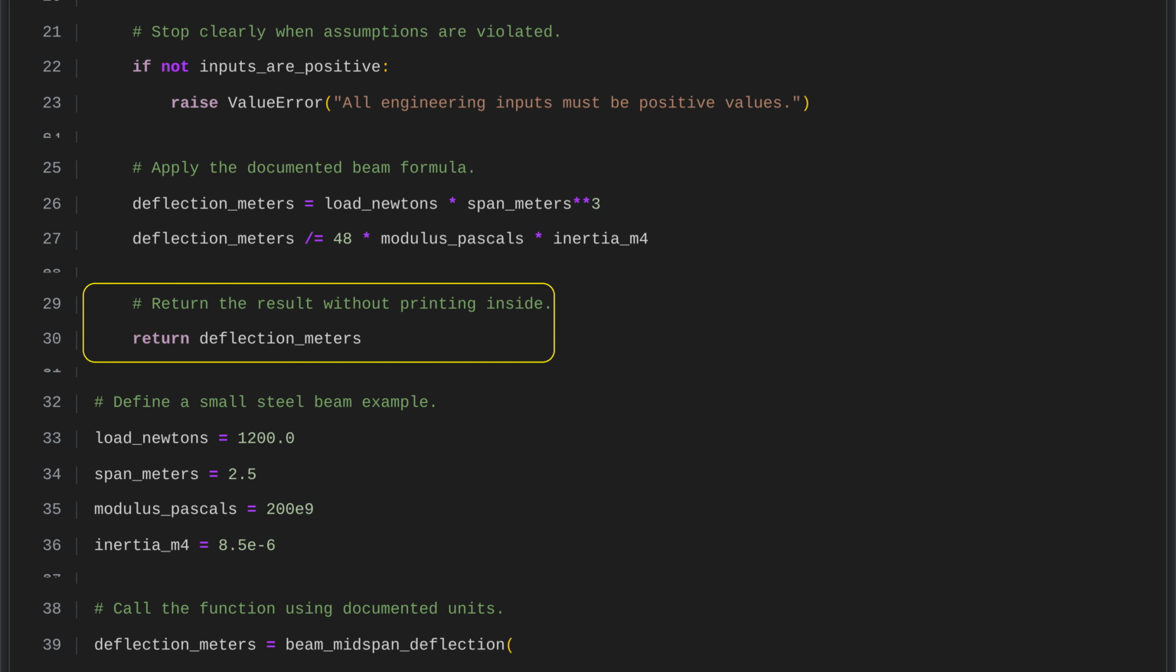The function ends by returning the calculated deflection in meters. This gives the calling code the final result to use or display, while keeping the function flexible and reusable.